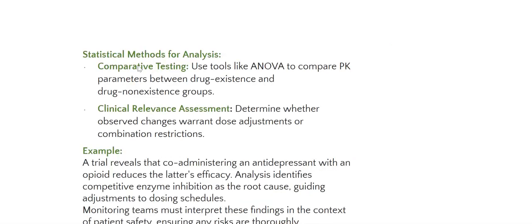Statistical methods for analysis. Comparative testing uses tools like ANOVA to compare PK parameters between drug existence and drug non-existence groups. Clinical relevance assessment determines whether observed changes warrant dose adjustments or combination restrictions. As for example, a trial reveals that co-administering an antidepressant with an opioid reduces the latter's efficacy, and analysis identifies competitive enzyme inhibition as the root cause, guiding adjustments to dosing schedules.